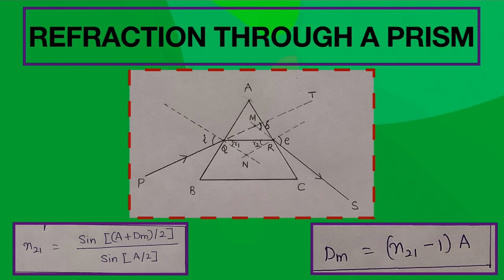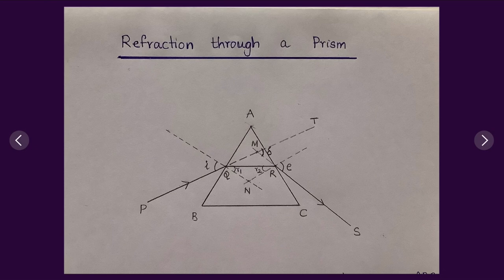Here I have taken a prism ABC. I will show it in detail in the next picture. So here we can see a prism ABC. Now here AB is one surface and AC is another surface. A ray is incident on the surface AB. We call it face AB. A ray comes from P and touches the prism at Q.